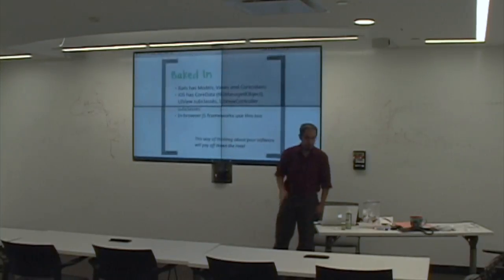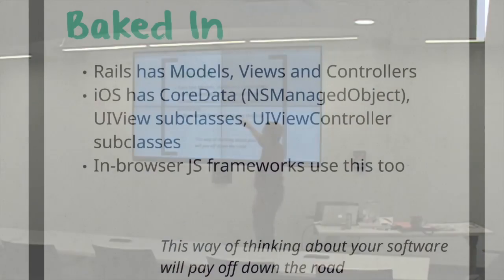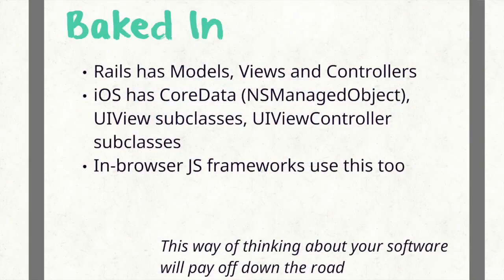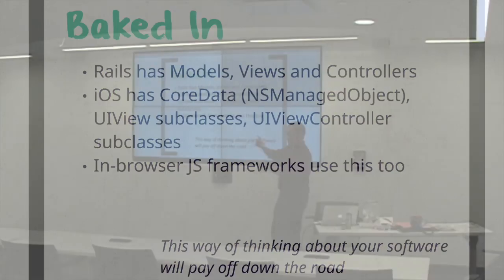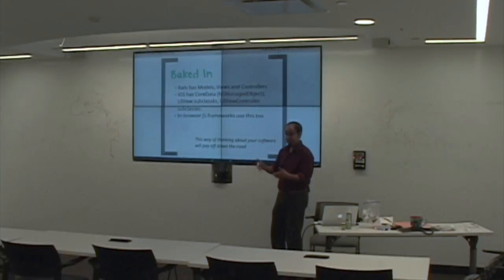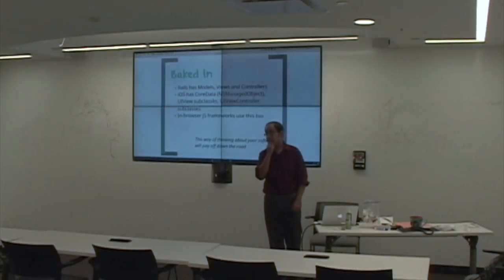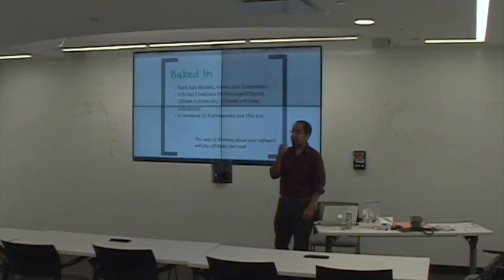Right, so why do you need to know this? This is baked in everywhere. Rails has models using controllers. That's a web architecture we'll talk about in a minute. iOS, which we'll talk about on Wednesday, has Core Data to manage models, UIView subclasses, which are the views, and view controller is like the controller. In-browser JS frameworks use this a lot too, so we'll talk about that today. Backbone has it. The one that Meteor uses, which now I'm forgetting the name of, which I'll remember as soon as I show you the code, they use it too.